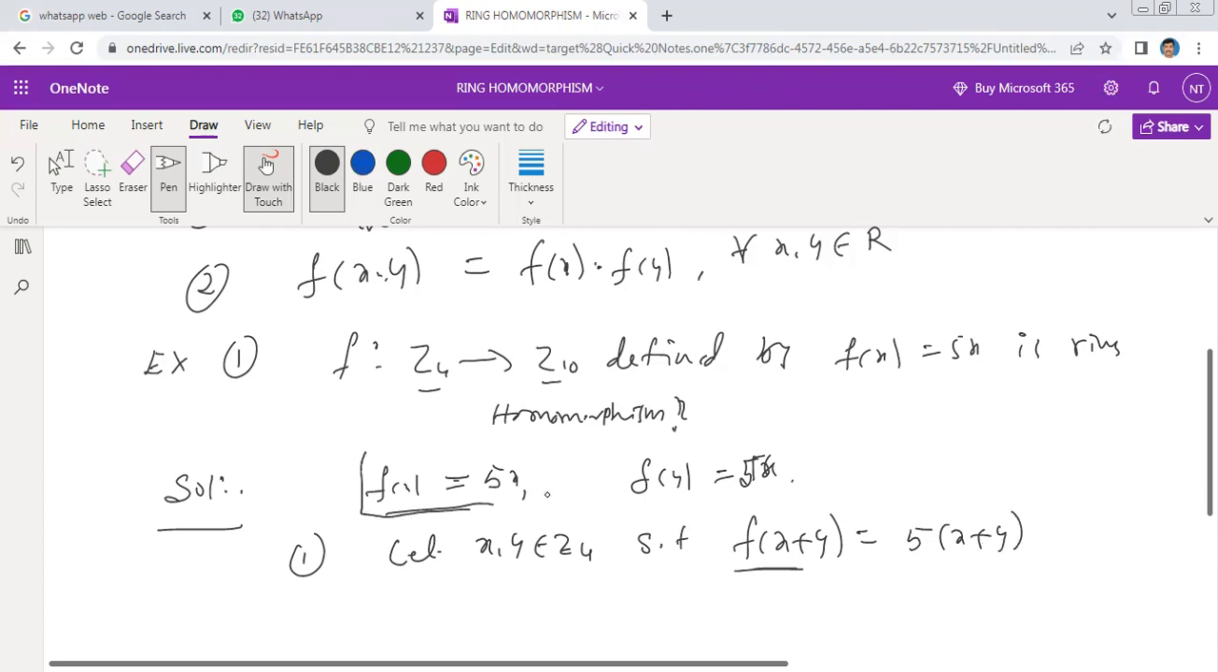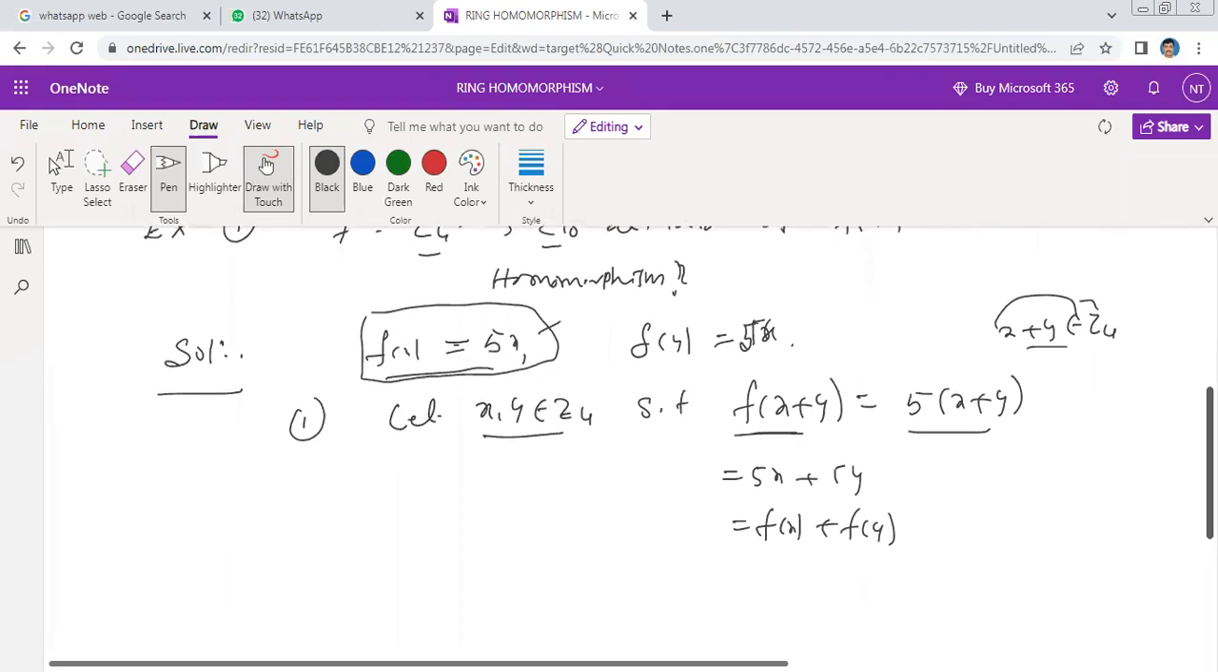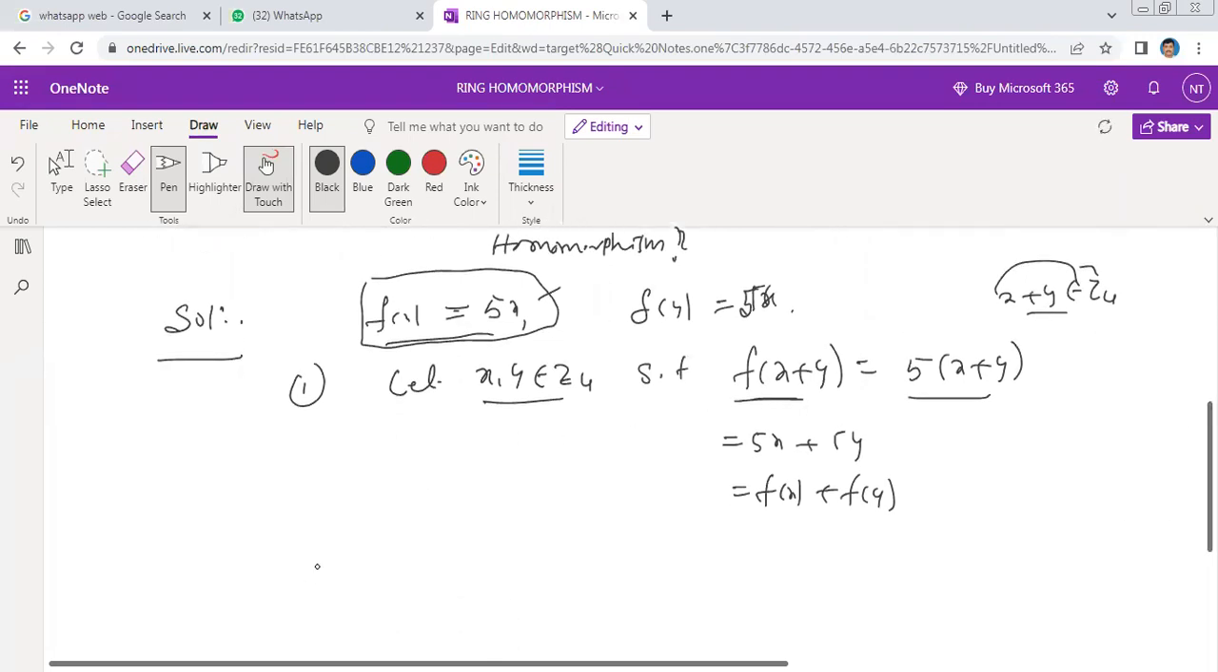By the given condition, f of x is equal to 5x. Under addition, x plus y also belongs to Z4, since x is in Z4, y is in Z4, and Z4 is a group under addition. So it is 5 times x plus y, which can be written as 5x plus 5y. This is equal to f of x plus f of y. Under addition, it satisfies the first property.